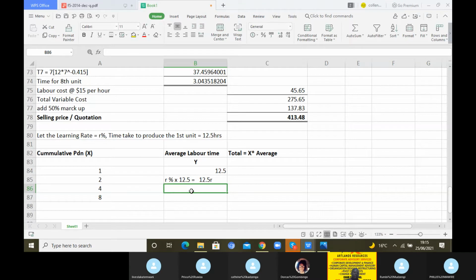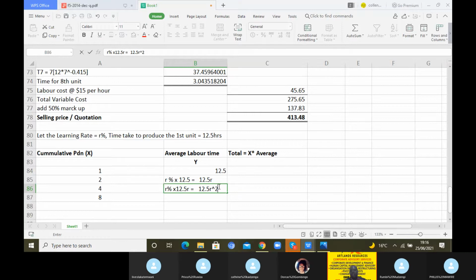Now, for the cumulative output, this only works if output is being doubled here, to say 1, 2, 4, that's doubling cumulative production. It doesn't work when you're saying 1, 2, 3, 4, 5. When you are doubling cumulative production, that's where you use this table. Now, the average time for the third, it will be R percent times 12.5 R. Remember, you'll be saying percentage multiplied by the previous. So this becomes 12.5 R squared.